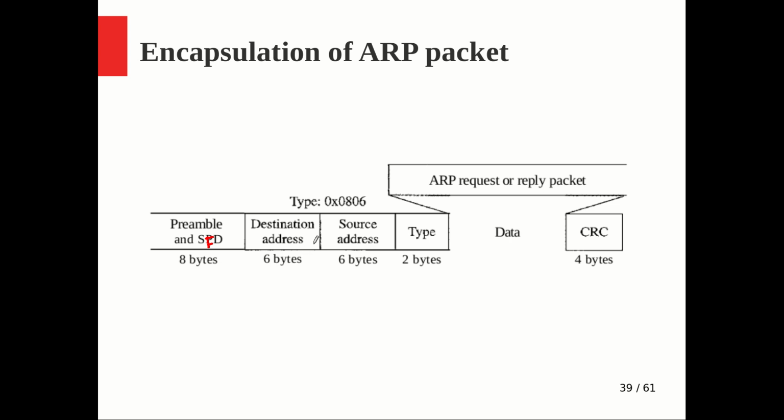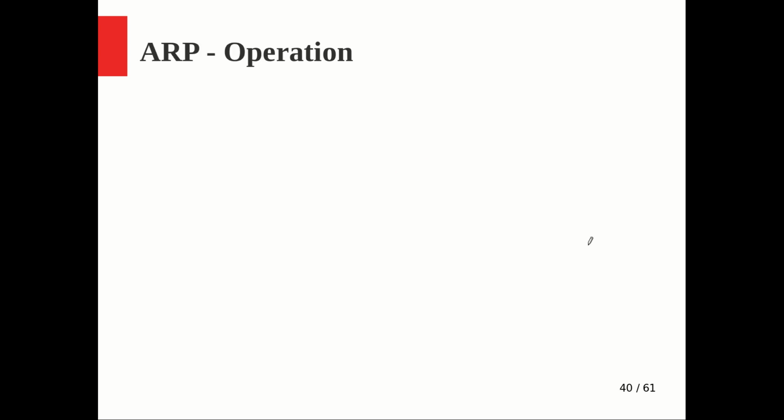The destination address, the source address, typically that 6 byte Ethernet address, and some type field or length field accordingly, and the data field. In that data field, the ARP request or the reply will be encapsulated, and then the CRC. So this is how the ARP request or the reply packet is communicated, that is, inside a data link layer frame.